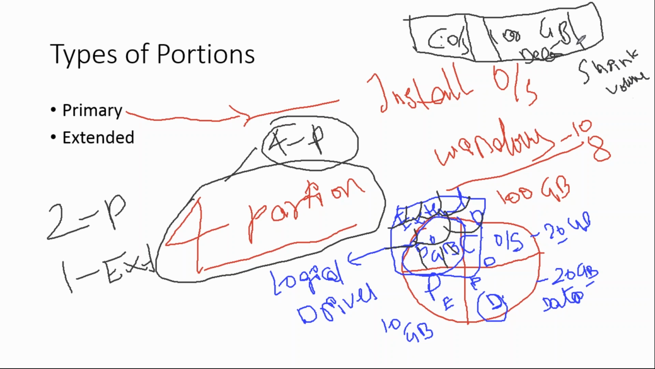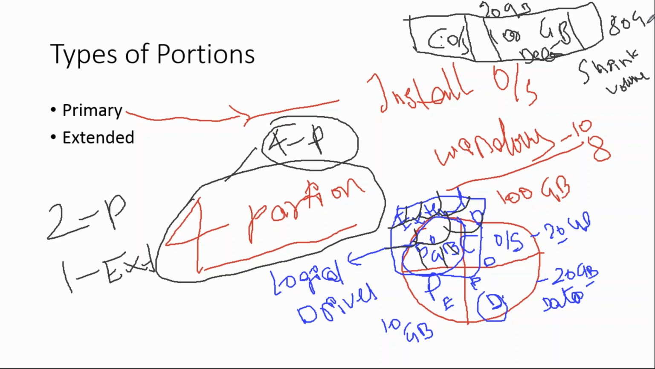Shrink volume. So what will shrink volume do? It will shrink the space. It will take up the space which is not required for the operating system. Say for example, the OS requires only 20 GB now. The remaining 80 GB it will give as unallocated space. By using that space, you can create primary drives or logical drives again.